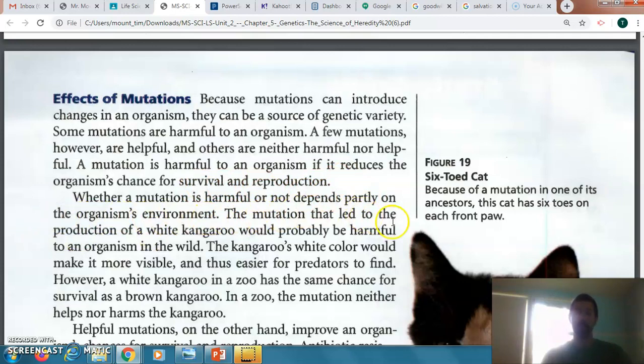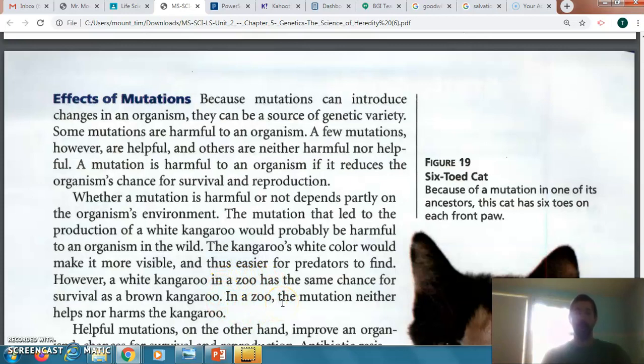The mutation that led to the production of a white kangaroo would probably be harmful to an organism in the wild. The kangaroo's white color would make it more visible, and thus easier for predators to find. However, a white kangaroo in a zoo has the same chance for survival as a brown kangaroo. In a zoo, the mutation neither helps nor harms the kangaroo. So, if it's in a zoo, it will most likely survive still.